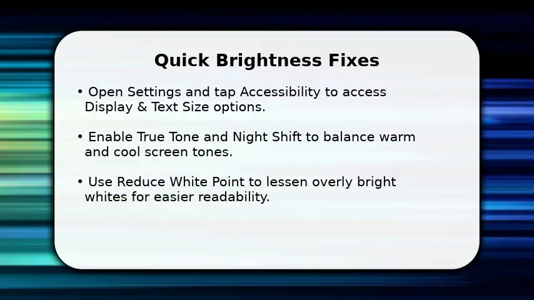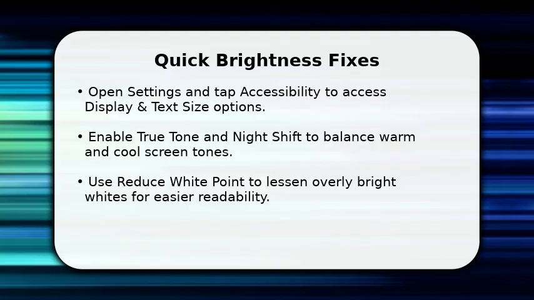In this video, I will explain how to make time brighter on iPhone, a full guide. Open Settings, tap Accessibility, then Display and Text Size to adjust color filters, brightness, and contrast.